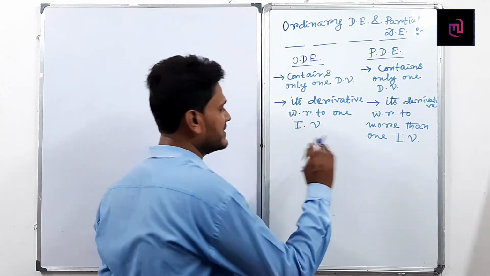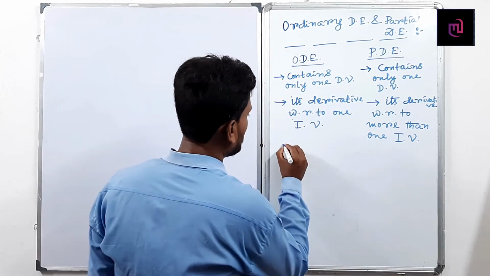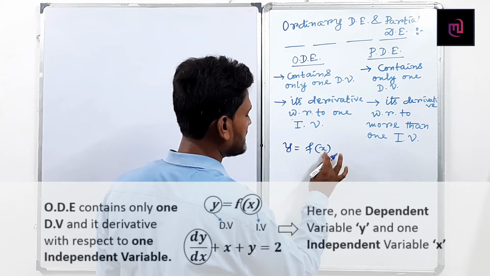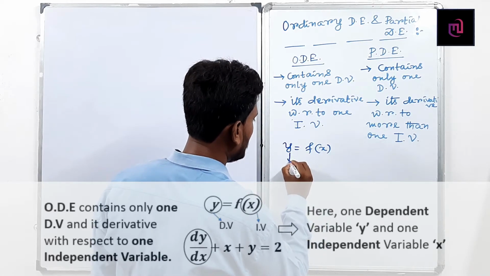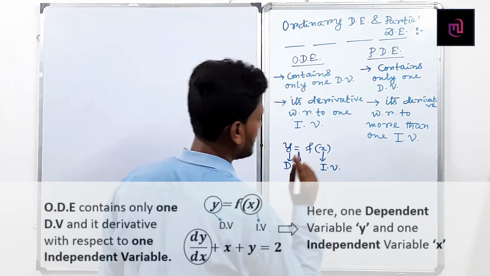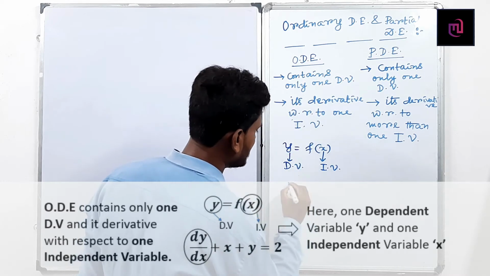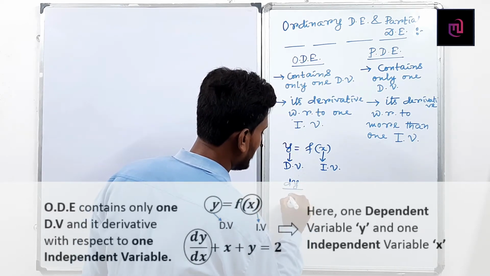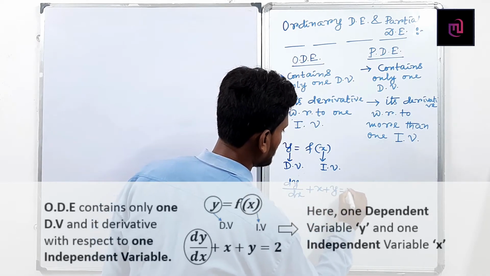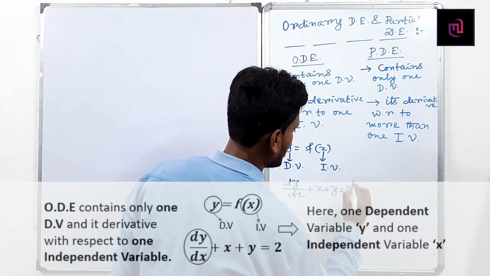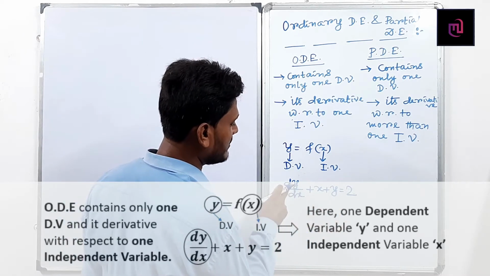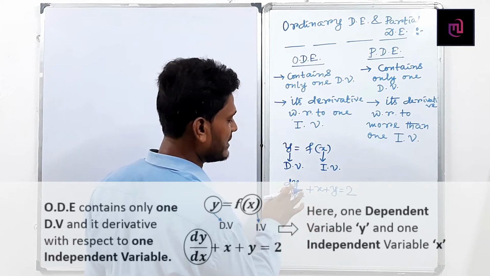So if I take one example, then it is clear. Suppose y is a function of x, y depends on x. y is the dependent variable, x is the independent variable. If I take one ordinary differential equation, can I write dy by dx plus x plus y equals 7? Let me verify. This equation contains only one dependent variable, y.